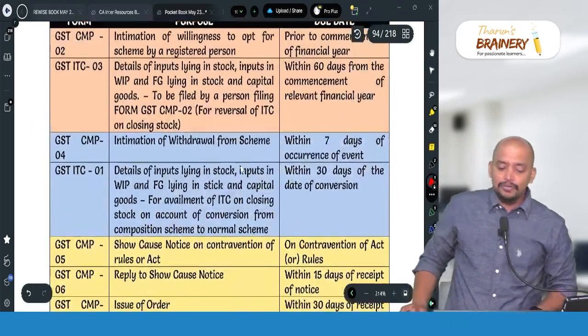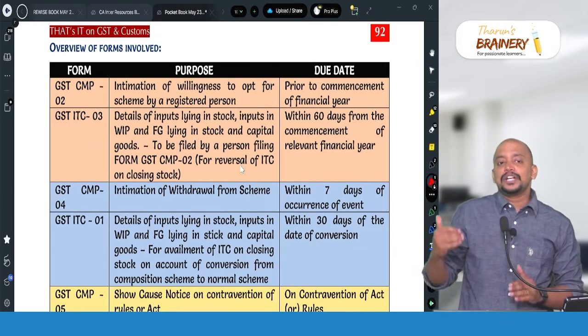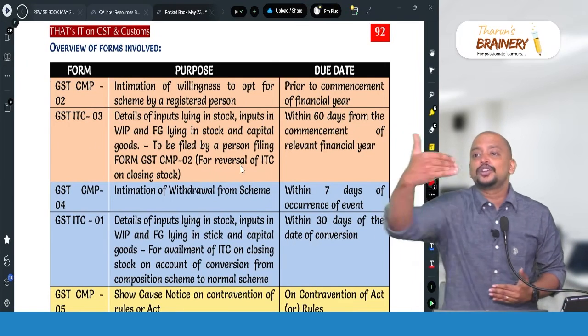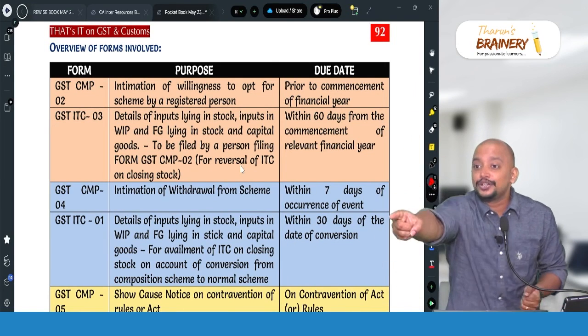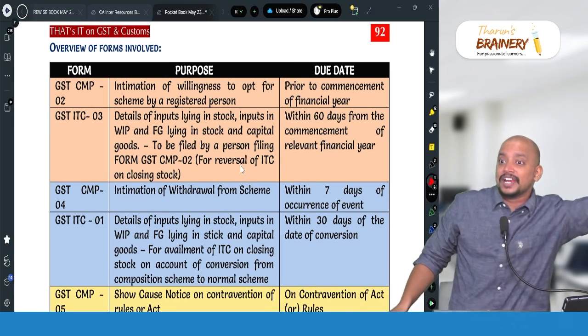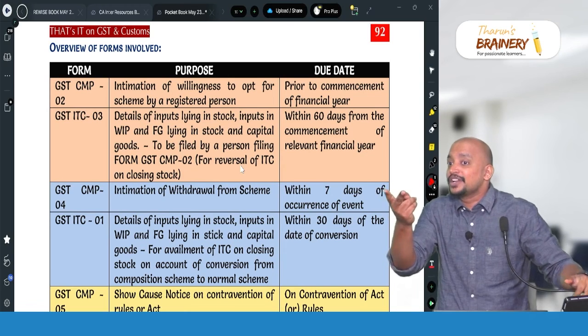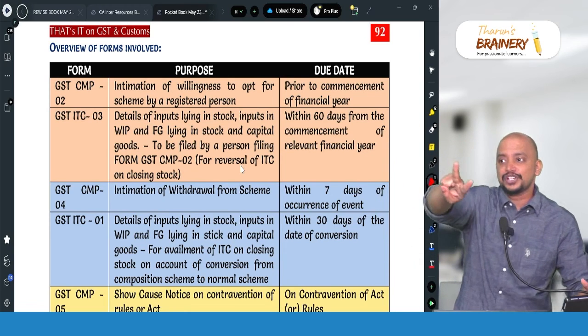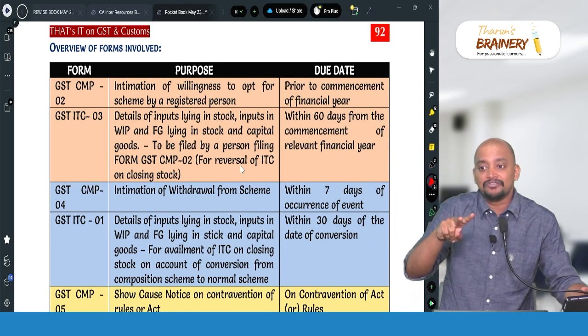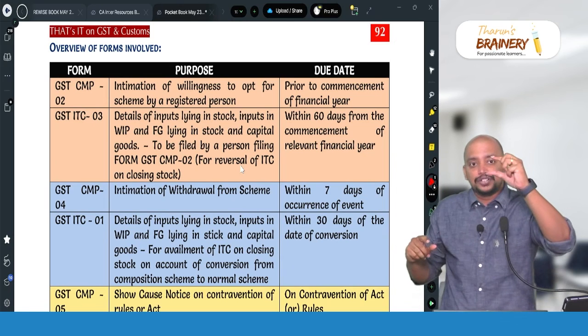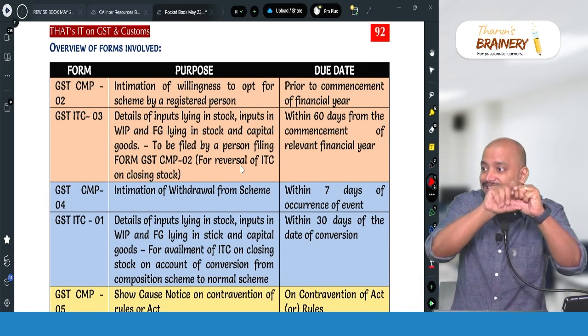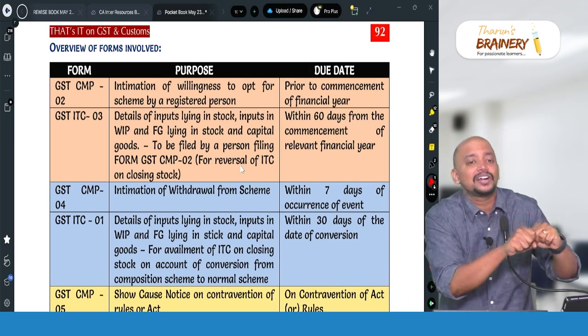Now, this is the overview of various forms. CMP2. CMP2 is for what? Entry into the composition scheme. Whenever you enter into the composition scheme, Section 18 subsection 4 gets attracted: normal scheme to composition scheme. So you need to reverse the ITC on closing stock. For that you need to file one form, ITC3. So therefore CMP2 and ITC3 is one combination. Is it clear or not?